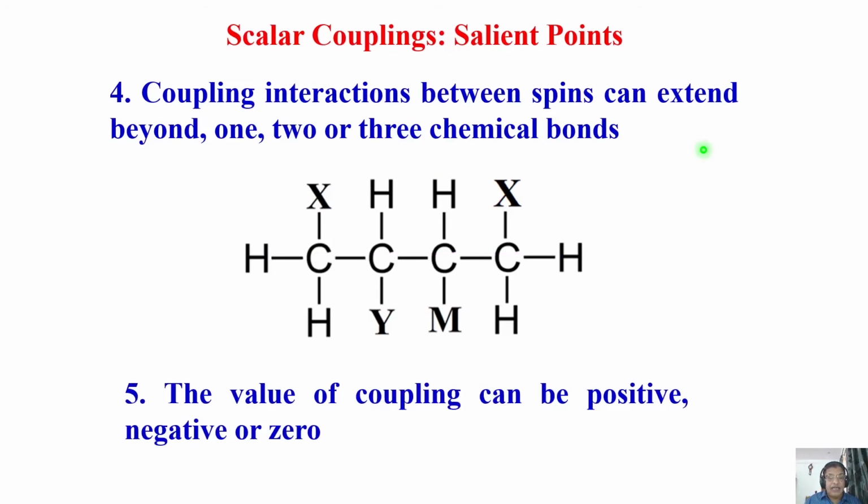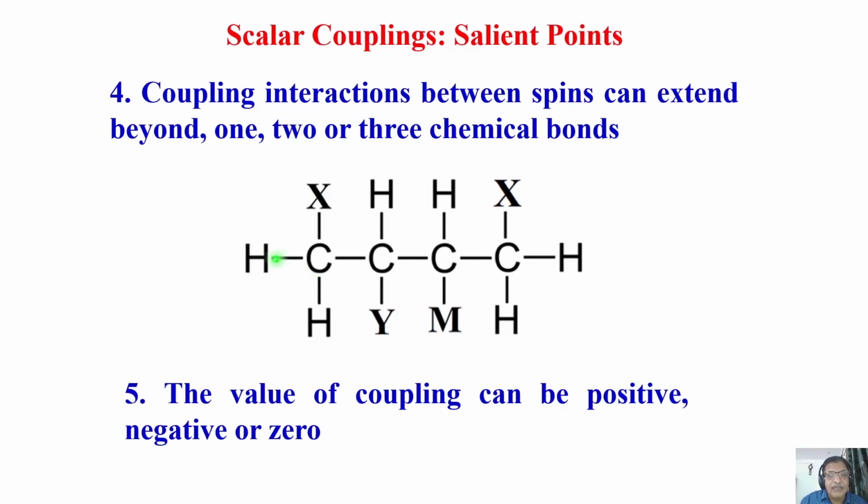Another point: the value of coupling can be positive, negative or 0. If I say the 1 bond or 2 bond interaction between this proton and this proton is 10 hertz, it is all expressed in hertz, I said. Coupling strength is in hertz. If it is 10 hertz, what is 10? Is it plus 10 or minus 10? Sign is important. I am telling only the magnitude is 10, but it also has a sign. J coupling has a sign. So the coupling can be positive or negative, but it can be 0 also. There is a J coupling, but the J coupling value is 0.